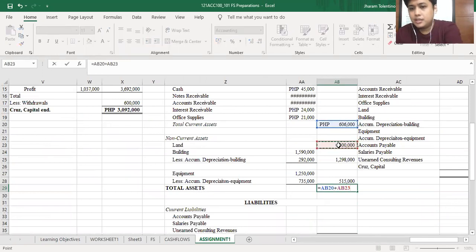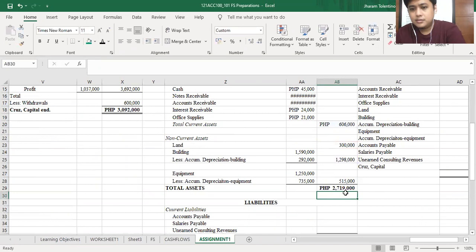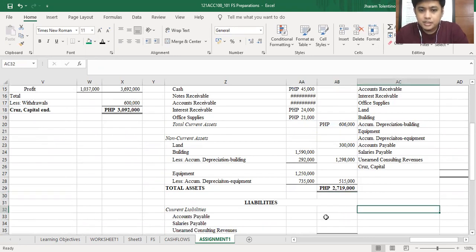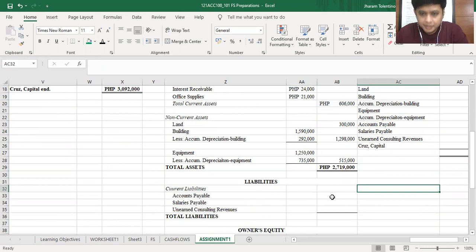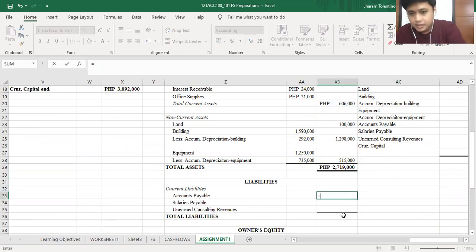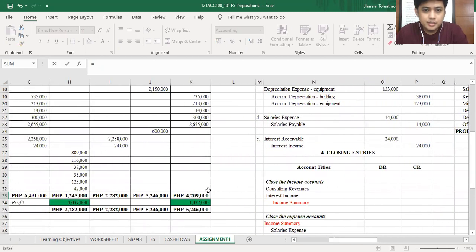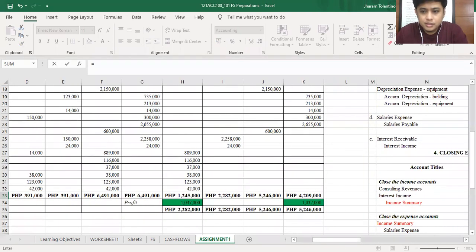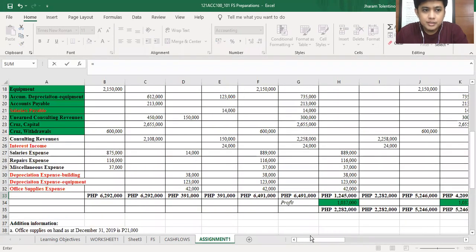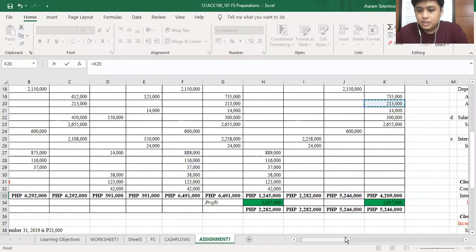So mano-mano, okay lang. Okay. So that is the total. Assets. 2,719,000. Then we have the accounts payable. Check natin magkano yung mga accounts payable. So I think this is the one. 735. Yeah. So 213.